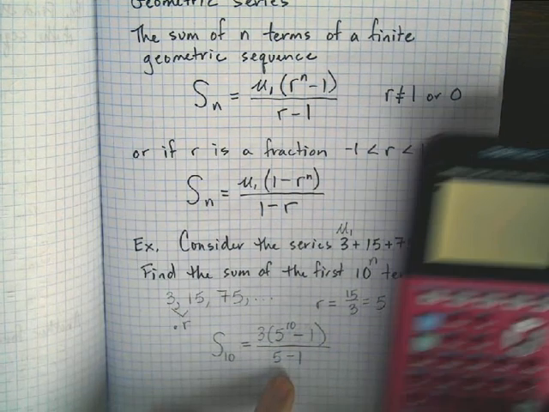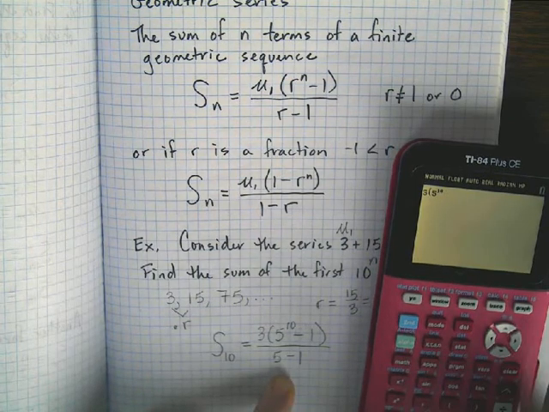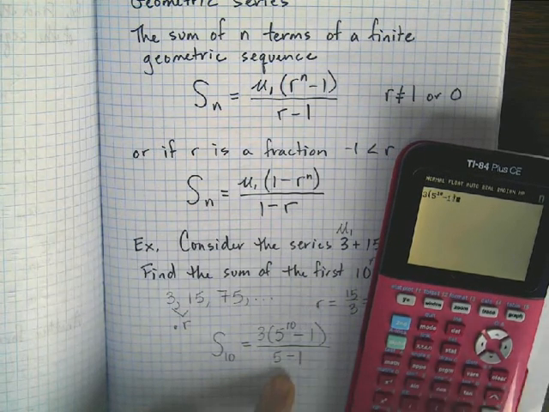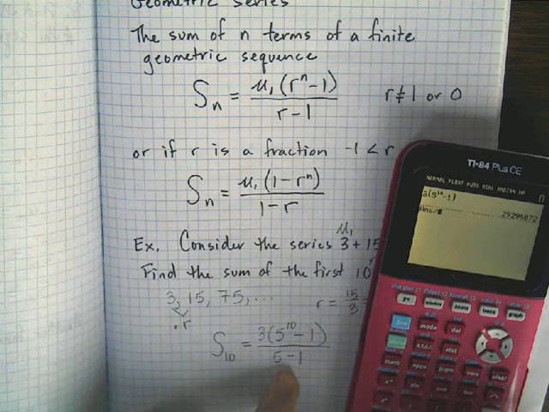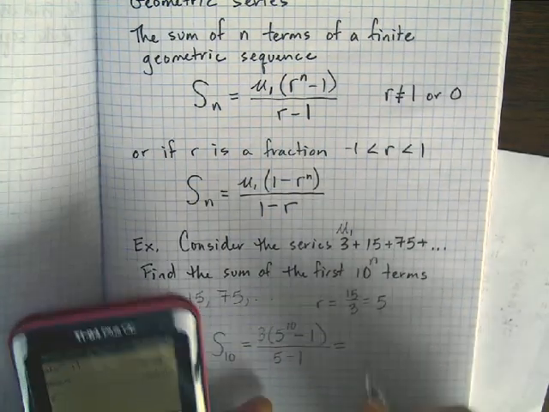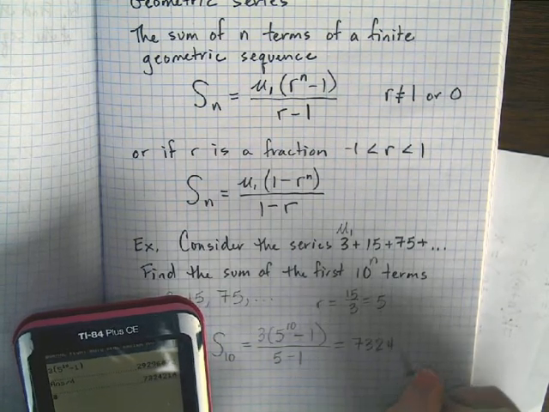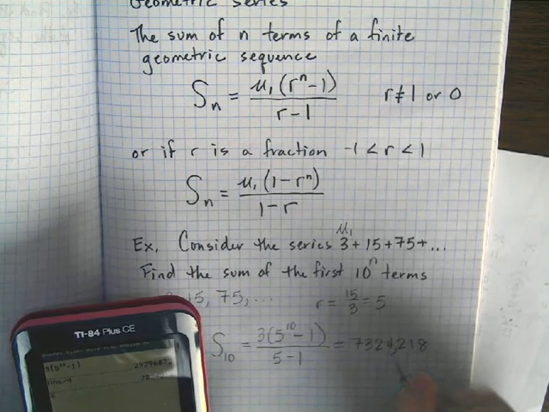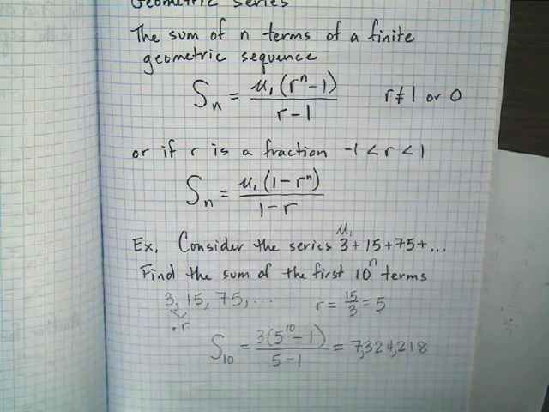All right, so let's go ahead and put this into our handy-dandy calculator. So 3 parentheses 5 to the 10th minus 1. I'm going to go ahead and do my numerator first. And then 5 minus 1 is 4, so divide that by 4. And I get this really huge number. So yes, geometric progressions get big really fast. So when you add them together, you get really big sums really fast. 7,324,218.